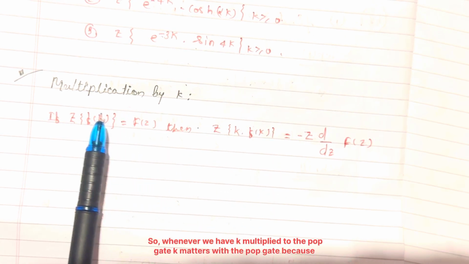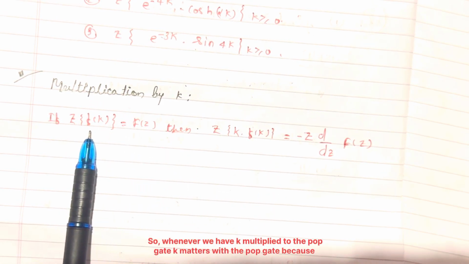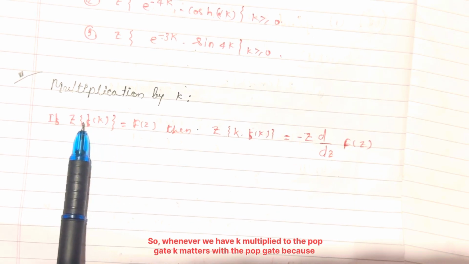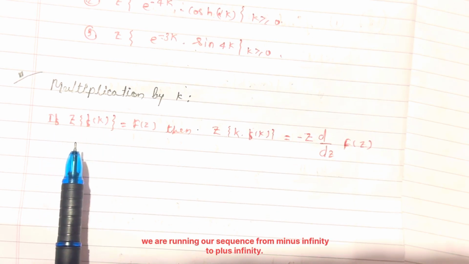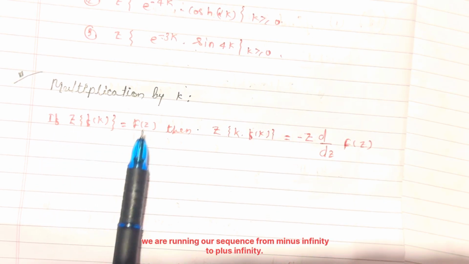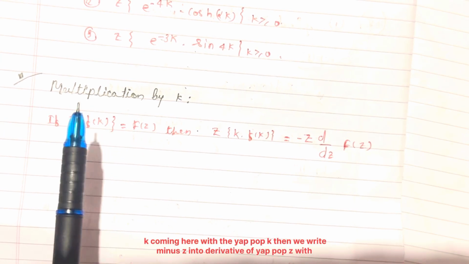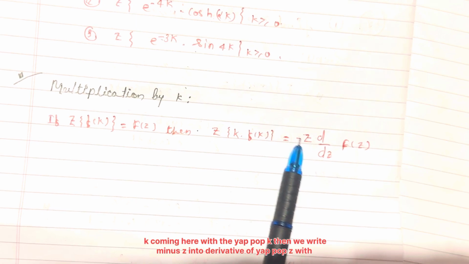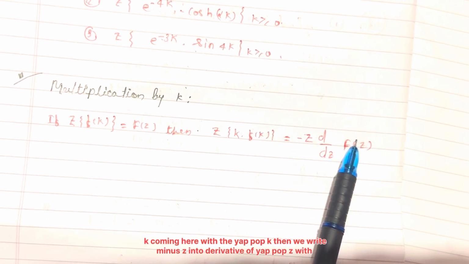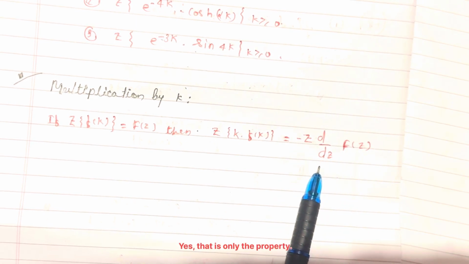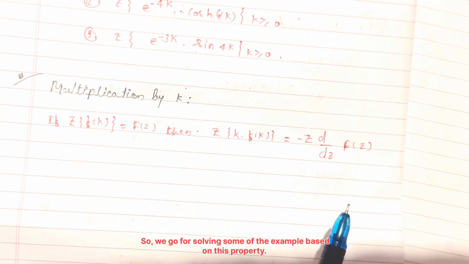So whenever we have k multiplied with f of k, because we run our sequence from minus infinity to plus infinity, k comes along with f of k, and then we write minus z into the derivative of F of z with respect to z. Yes, that is the only property. So we go for solving some examples based on this property.